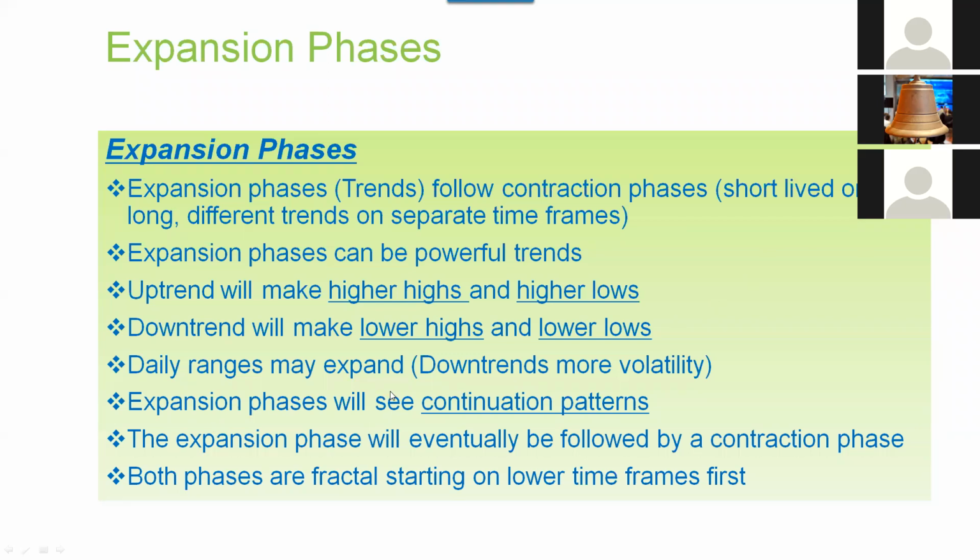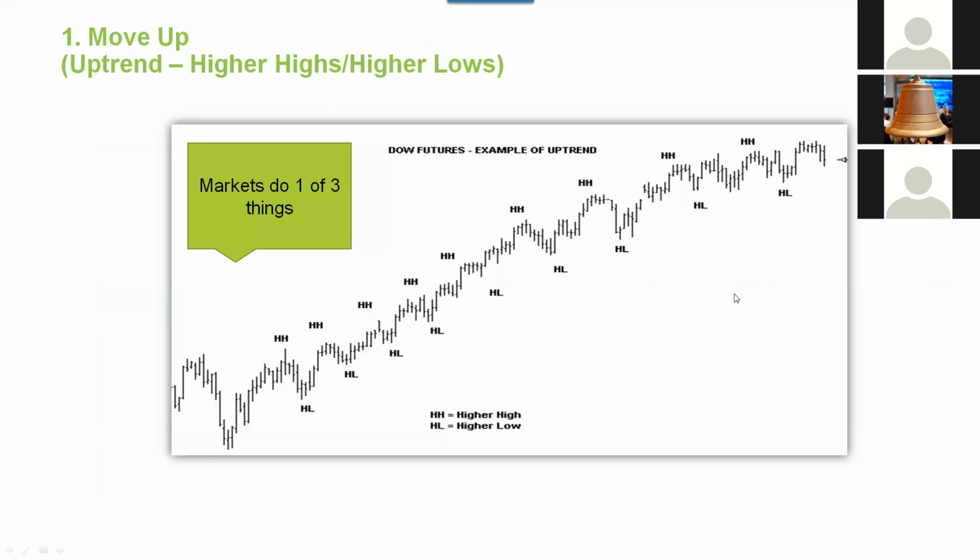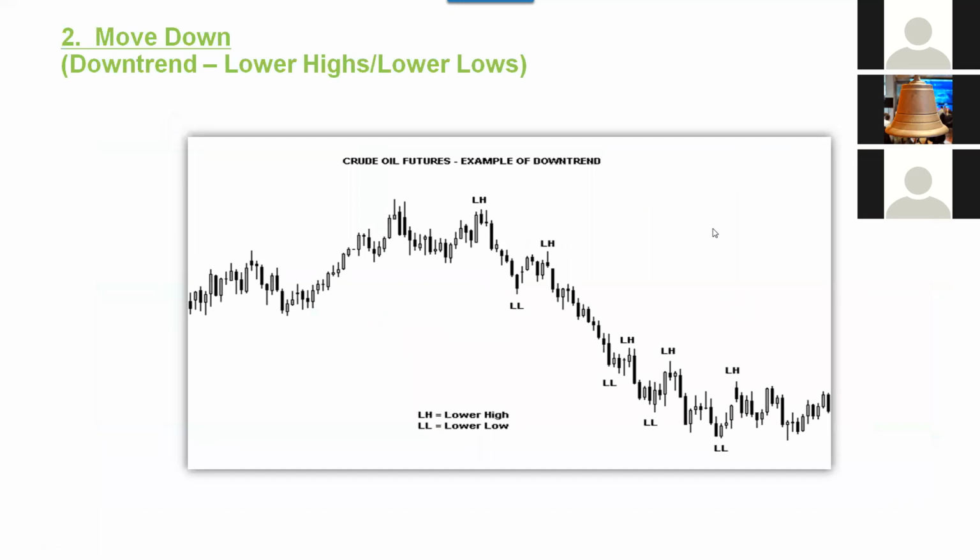The expansion phases are going to see continuation patterns. Sometimes they just sort of need to take a rest in that trend, and so these patterns form. And usually eventually the expansion phase is going to be followed by a contraction phase. These continuation patterns, however, in the expansion phases can also be thought of as contraction phases. And both of these are fractal, meaning that we're going to see this same process on all time frames. Momentum is going to start on the smallest time frames and work its way out to the larger time frames. I'll get to a little bit more of that in just a minute. But here's just an example of an uptrend, higher highs, higher lows. Downtrend, we have lower highs, lower lows.